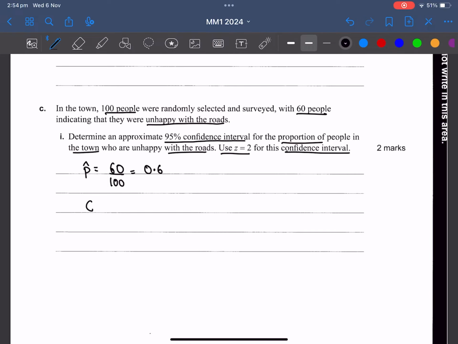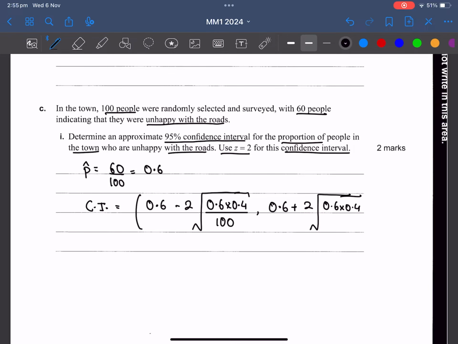And our confidence interval will have the formula. Let me just quickly see the formula sheet. So yeah, here we go. So the formula would be 0.6 minus 2 times the square root of 0.6 times 0.4 divided by n. So n is 100 people, and then same thing, but we add it now. So plus 2 times the square root of 0.6 times 0.4 over 100.